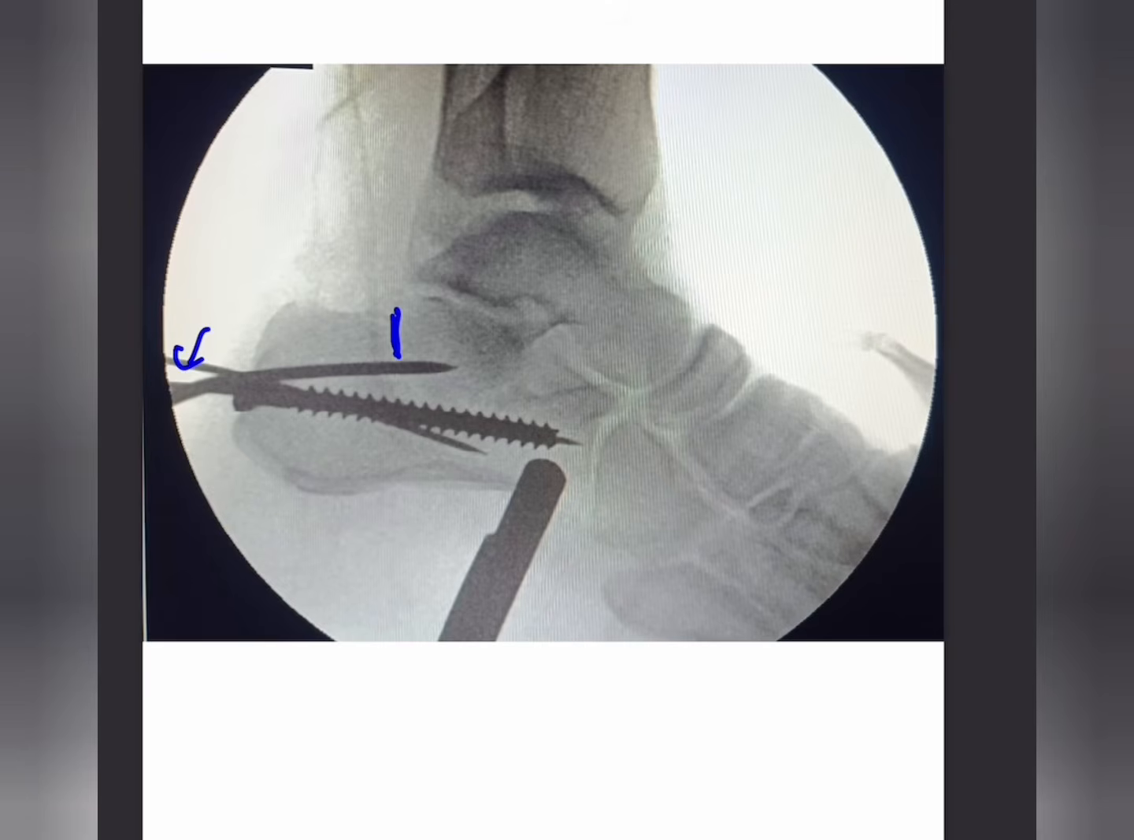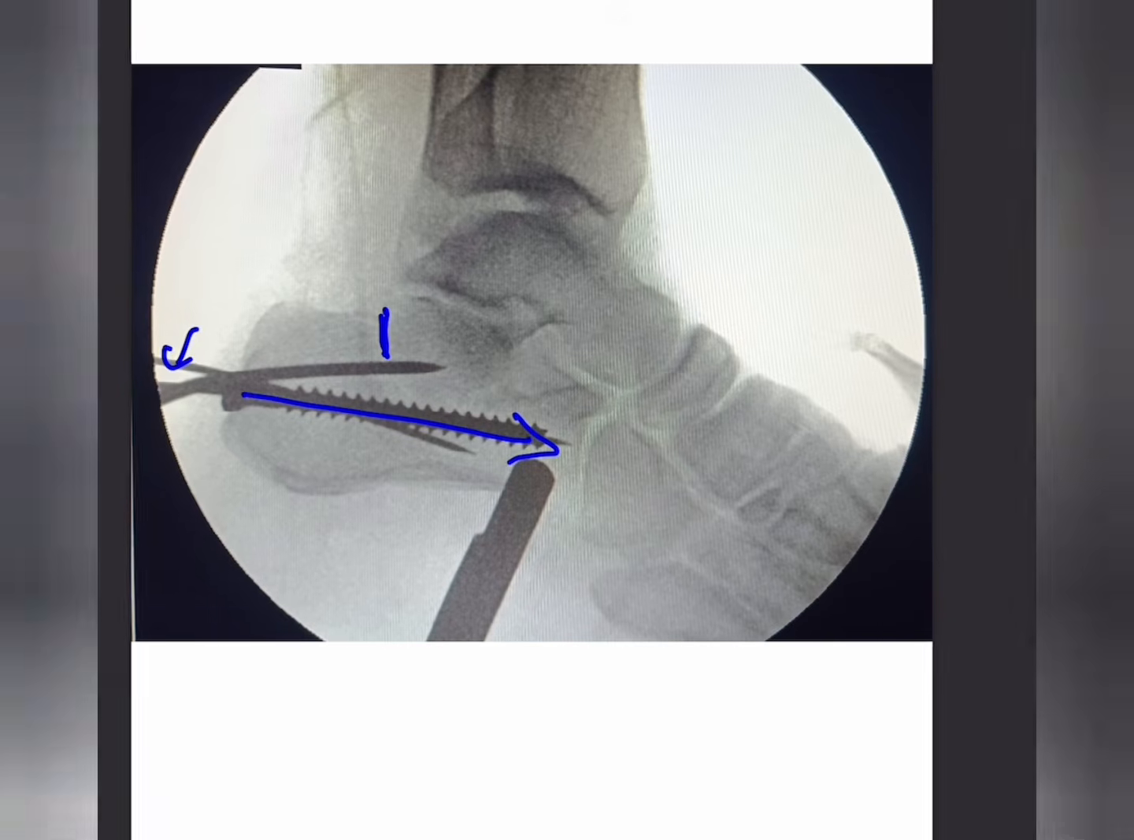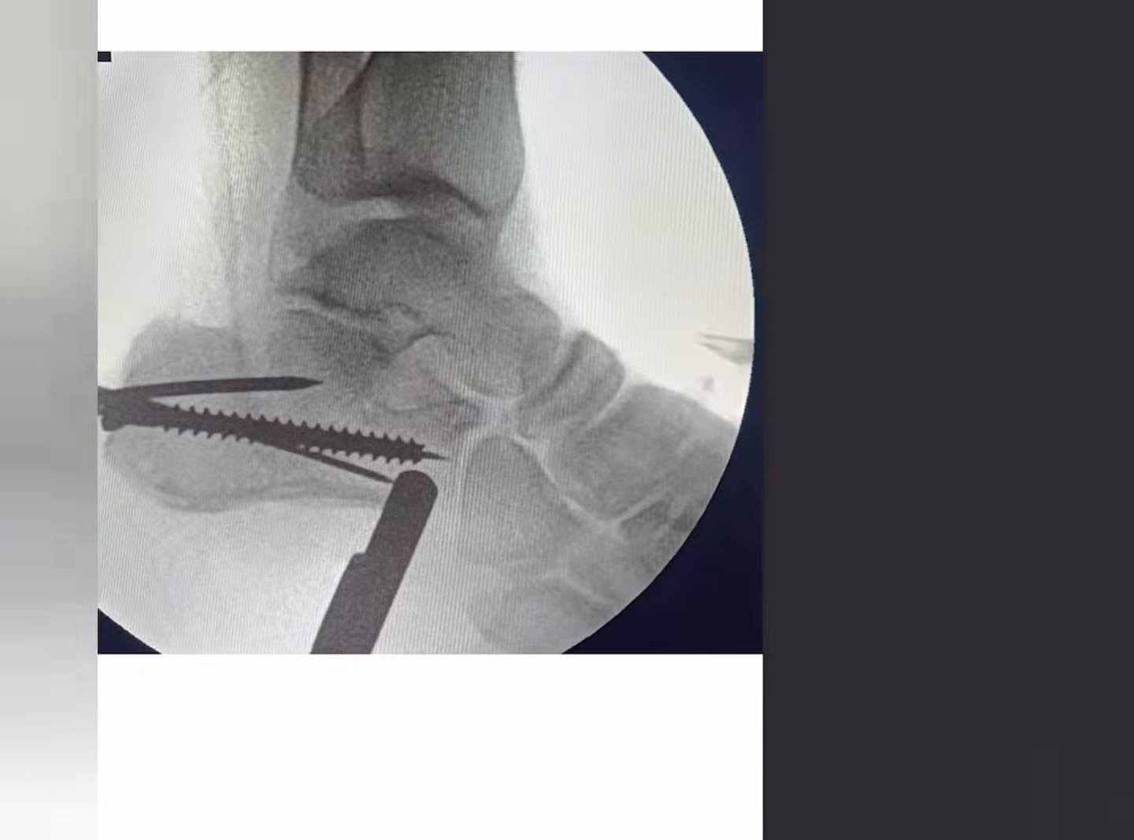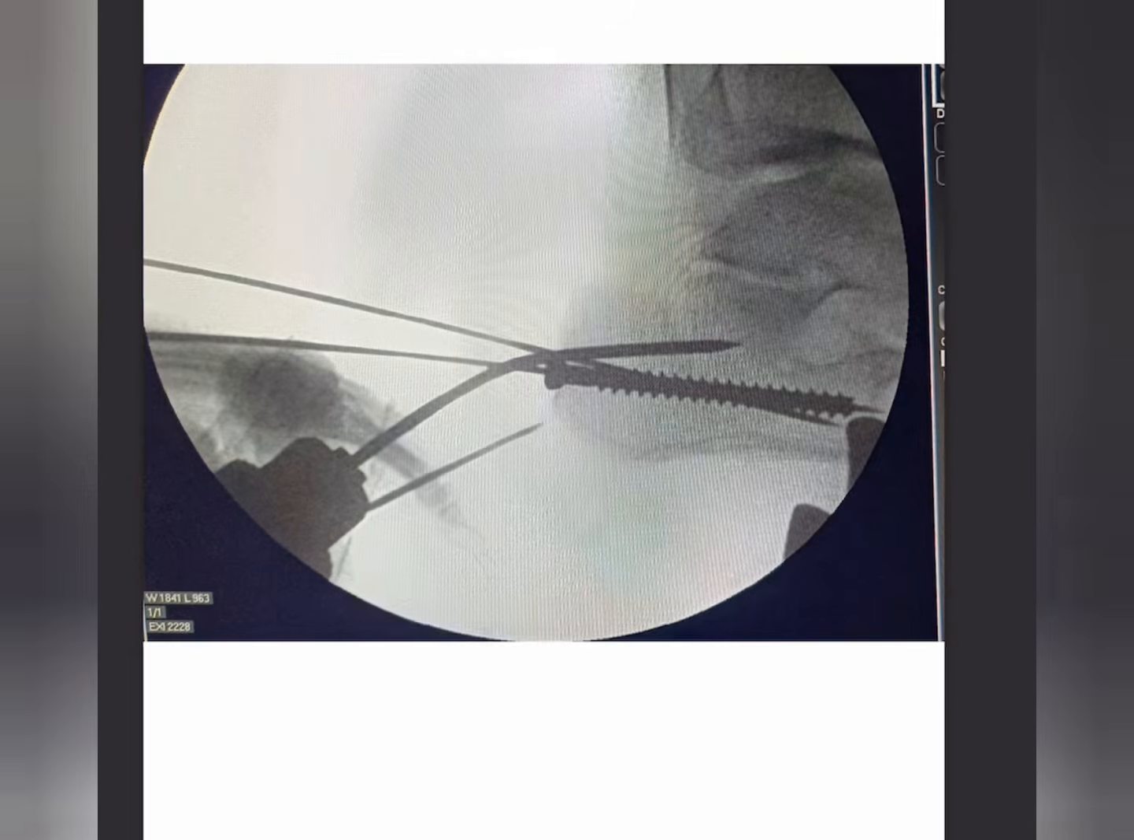Okay, so this is the first CC screw, which is holding the primary fracture line. This is holding the primary fracture line. Okay, now we are attempting. Now what is our plan? Okay, we want to attempt to reduce this secondary fracture line. Okay, that depends on the surgeon.